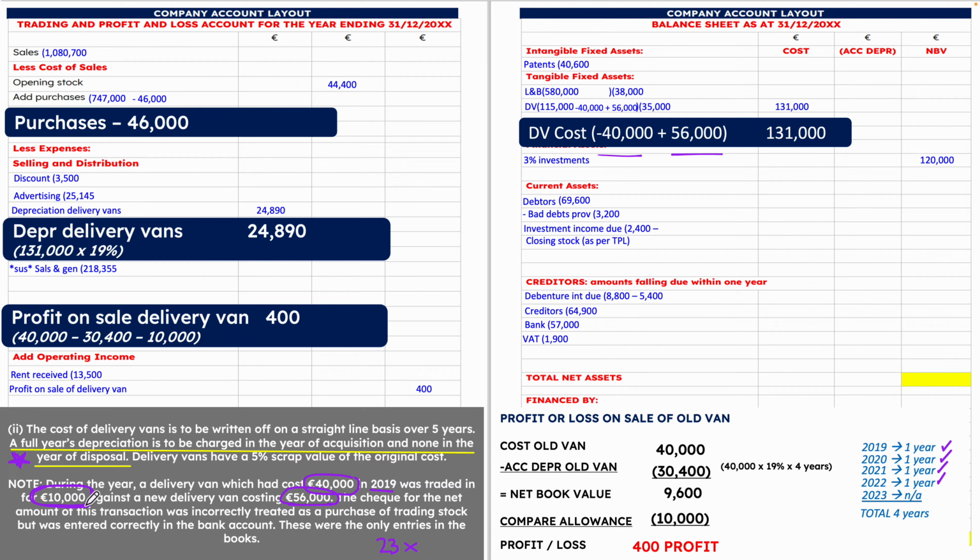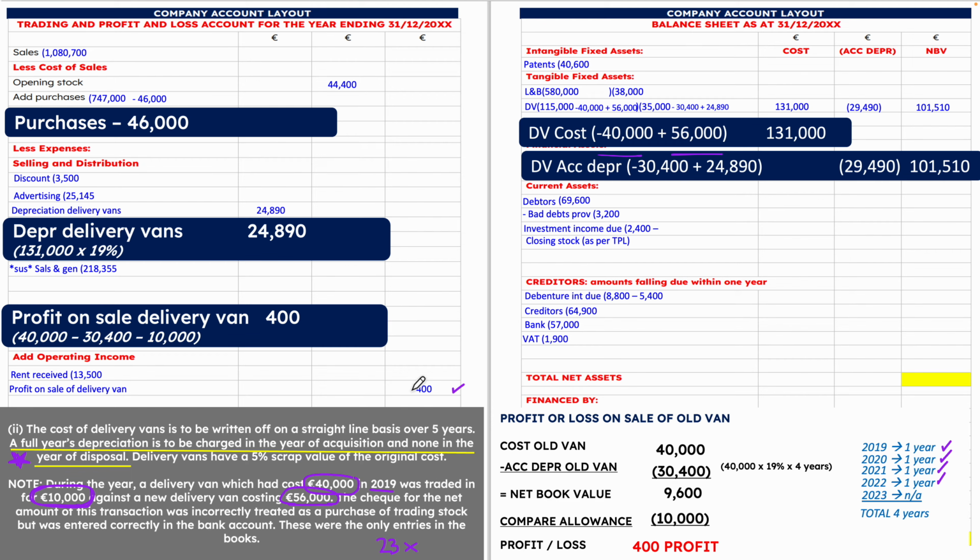So we're going to put that into our add operating income. Add operating income is everywhere that we put revenues apart from our sales figure, of course, up the top. So profit on sale of van, €400, and that can just go in the last line. It can go in this line, it doesn't matter where it goes, just as long as it's in there.